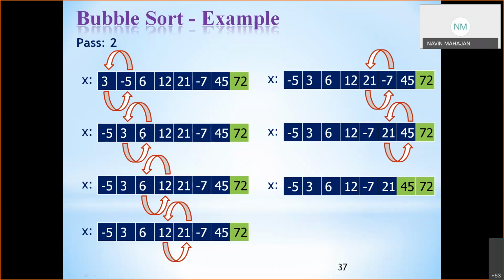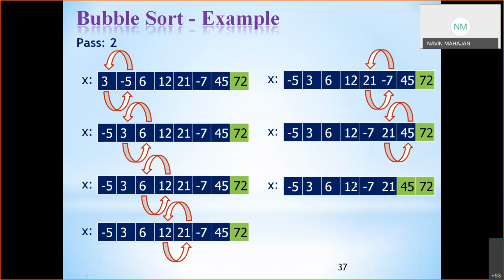Now 3 and 6 are correct, so you don't have to swap. Then 6 and 12, 12 and 21, you don't have to swap. Now 21 and minus 7: when you compare, what will happen? They have to be swapped. So minus 7 comes, then 21. Then you compare 21 and 45. Out of order? No. 45 is the largest one, so we keep it as it is.